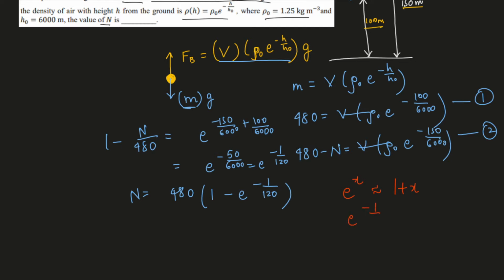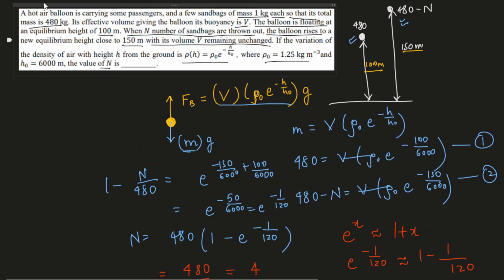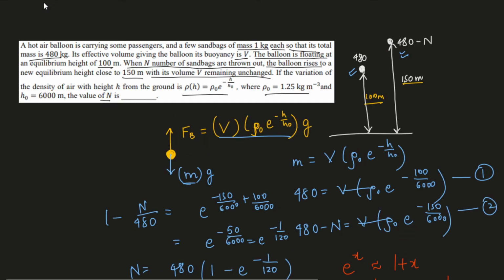Once you do this, you have e to the power of negative 1 divided by 120. This can be written as 1 minus 1 upon 120. And now you're subtracting this from 1. So you get 480 divided by 120. That's equal to 4. Actually, I should have taken n times the mass of one bag, so that would have been 1 kilogram. But anyway, the number of bags that we threw out in order to go to a higher height is equal to 4.